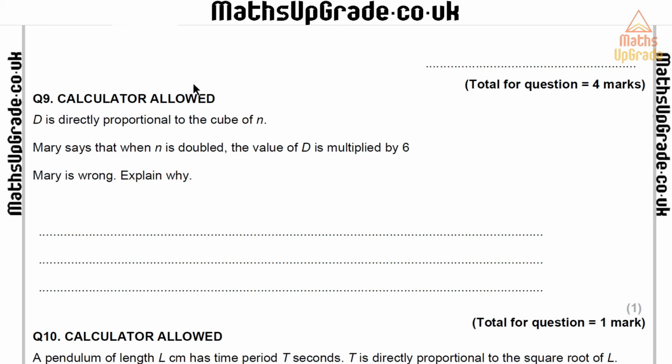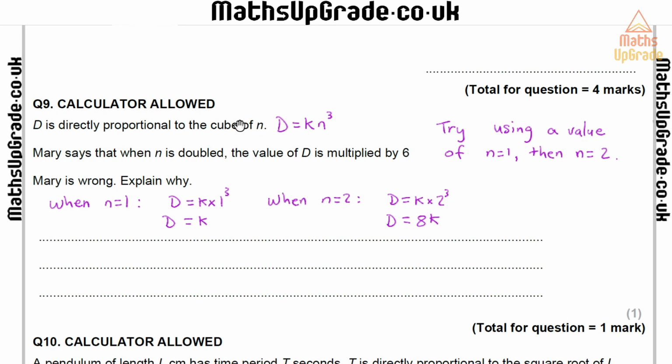So first of all, I'm going to write this sentence as an equation. So d is proportional to n cubed, so d must be a constant times n cubed. I'm then just going to try different values for n and see if this statement that she said is correct or not. We know it's wrong anyway, we just need to explain why. I'm going to use the value of n as being 1. Then I'm going to double that value of n, so I'll get n equals 2. I'm going to try each of these values.